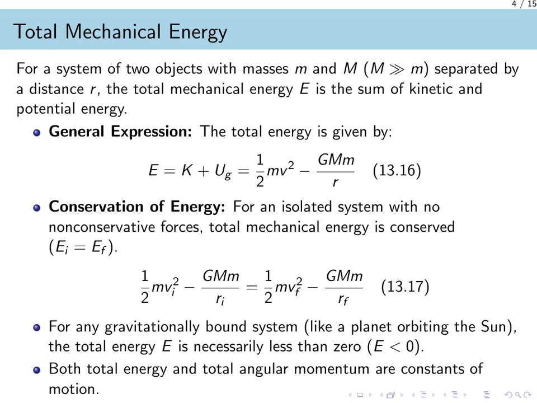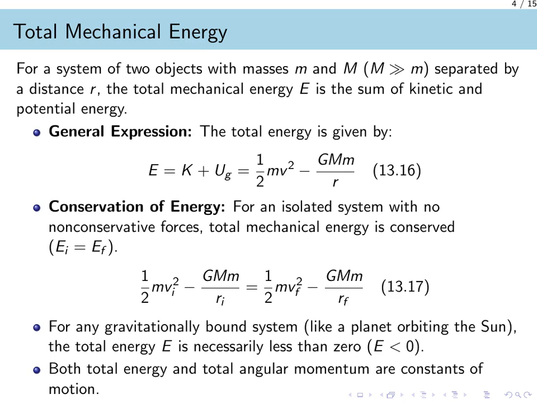We can now combine kinetic energy with gravitational potential energy to define the total mechanical energy of a two-body system, which is a powerful conserved quantity for orbital motion. The total mechanical energy, labeled E, is simply the sum of the kinetic energy, 1/2 mv², and the gravitational potential energy, which is negative GMm/r. For an isolated system with no non-conservative forces, this total energy is conserved. This means the energy at an initial point in an orbit must equal the energy at any final point.